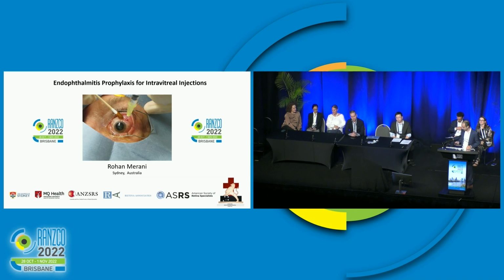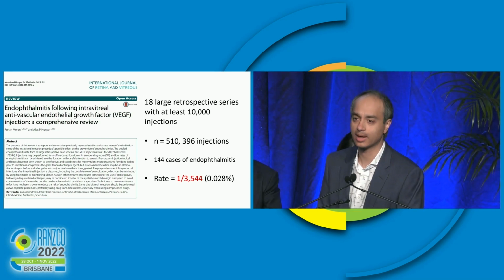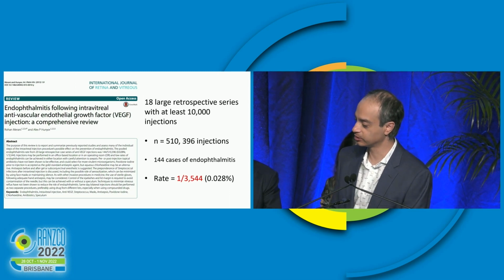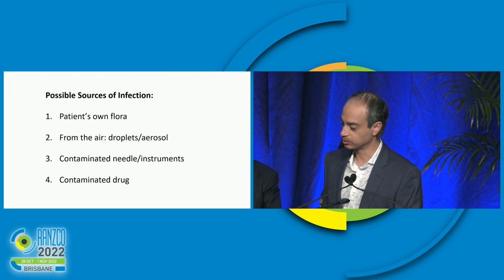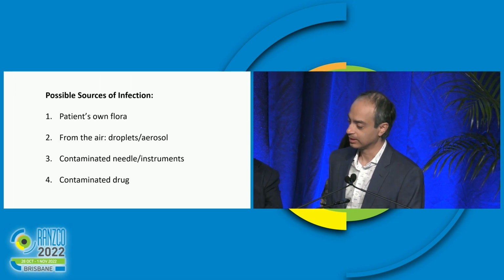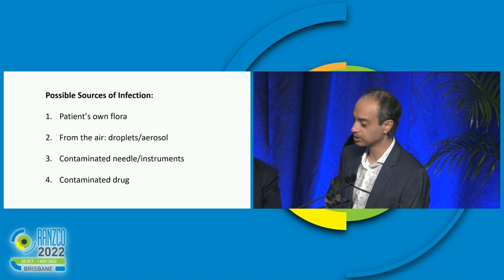Thanks very much. So I'm talking about endophthalmitis prophylaxis regarding intravitreal injections. We put together a review paper looking at this and found an overall rate of about 1 out of every 3,500 injections. If you think about where the infection can come from, it's really one of 4 sources. It can be the patient's own flora, it can come from the air, it can come from contaminated needles or other instruments, or contaminated drug.